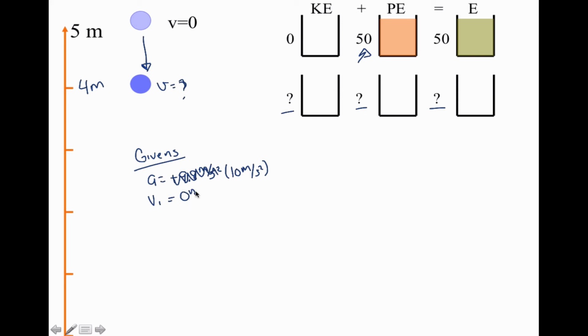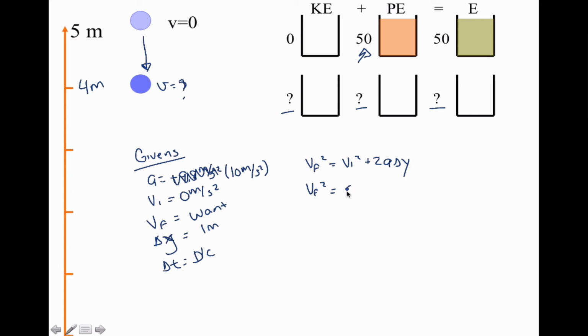Vi is 0. Vf is what we want. Change in Y is 1 meter, and since we're calling down positive, that's going to be 1 meter. And our change in time is our don't care. So our kinematic equation that does not have time is Vf squared equals Vi squared plus 2a change in Y. And we plug and chug at this point.